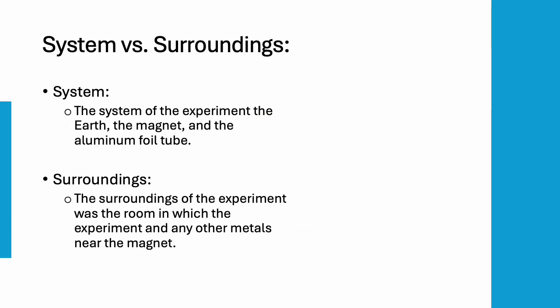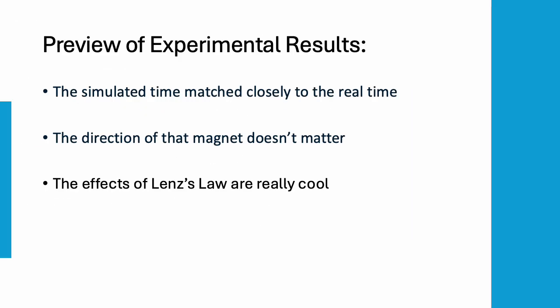Here are the systems and surroundings of my experiment. The system of the experiment was the earth, the magnet, and the aluminum foil tube, and the surroundings of the experiment was everything in the room and any other metals near the magnet that might affect the induced currents. To preview my experimental results, the simulated time matched closely to the real time, the direction of the magnet doesn't matter, and the effects of Lenz's law are pretty cool.